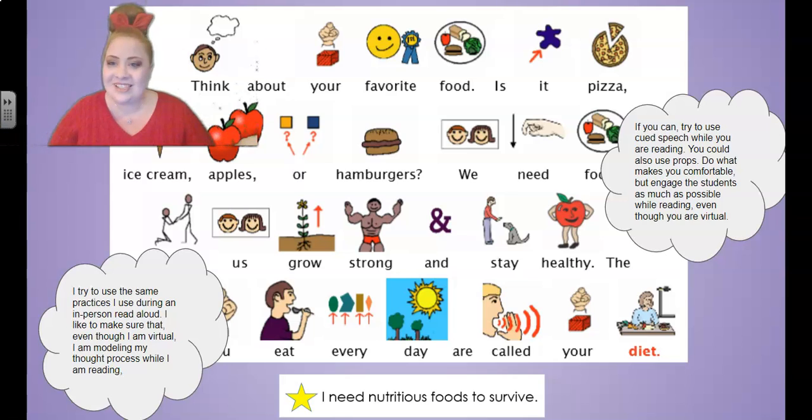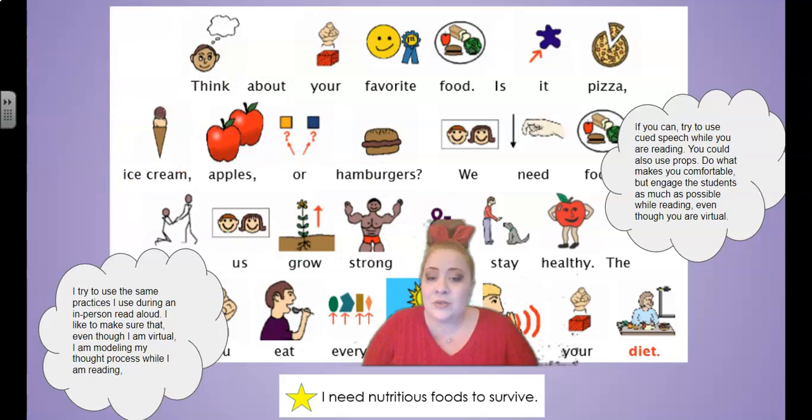And then give them a chance to answer it, give them a chance to feel it, whatever they need to do, and then move on. That's how I do it when I'm reading in general, or read aloud. And then I say, oh, do you see the yellow star? Do you remember our repeated storyline? I need nutritious foods to survive.